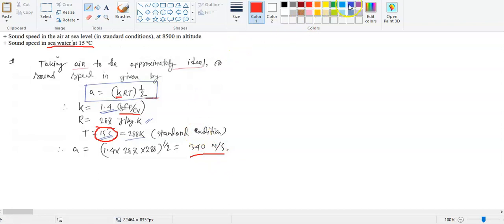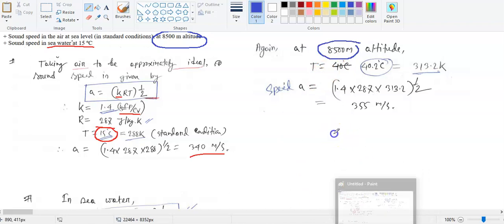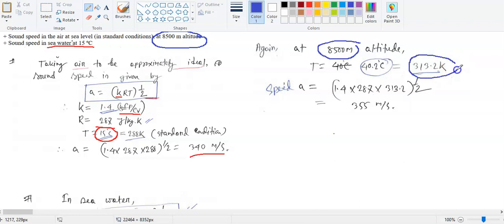Now the second part of this question is, what will be the value at 8,500 meter altitude? At 8,500 meter altitude, the only thing you need to consider is the temperature at that altitude. You have the table, I showed you all the information in the slide that I uploaded. At 8,500 meter altitude, the temperature is 40.2. So convert it into Kelvin. The heat capacity ratio and gas constant are always the same.